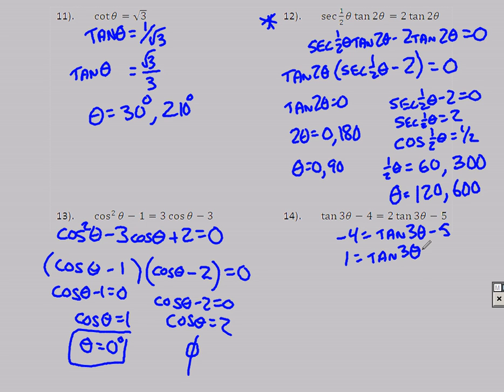When does tangent equal 1? Tangent equals 1 in quadrant 1 at 45 degrees, and then in quadrant 3 it would be 225 degrees. That's what equals the inside, 3 theta. To get theta by itself, divide by 3, so I'll get 15 degrees, and this will become 105 degrees equal to theta for number 14.